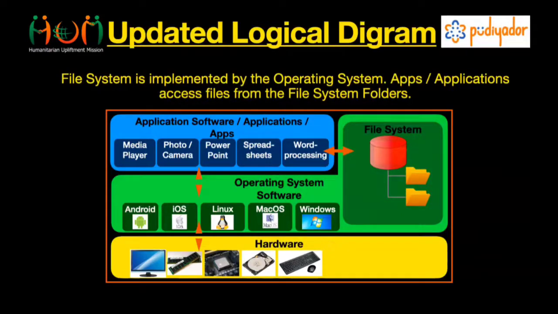Now, the file system that you see on the right side, we have extended the operating system layer. The file system is implemented by the operating system. The operating system not only allows particular services to be used by the application software, it also implements the logical structure. What is contained inside what? That kind of structure of the file system.